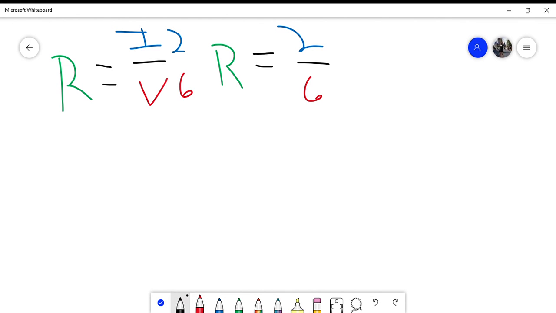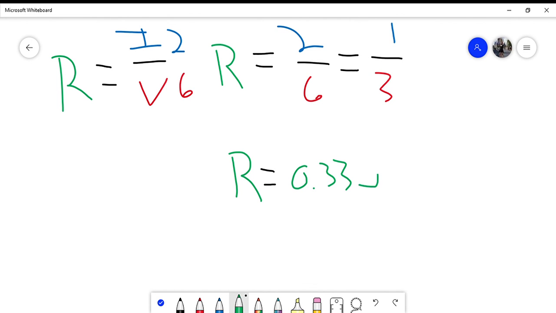Now 2 over 6 simplifies to a third, and the decimal for a third is 0.33. So our resistance is 0.33 ohms. And again, I can't draw an omega, so that's the best I can do. Sorry.